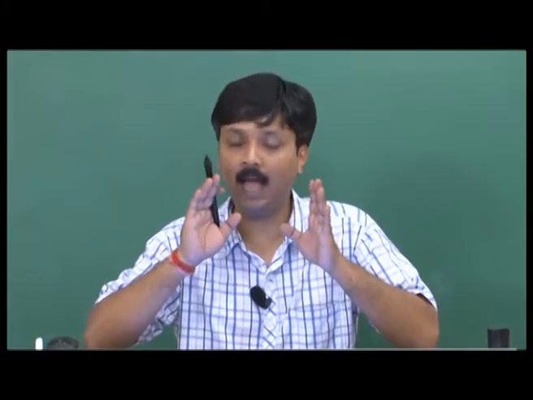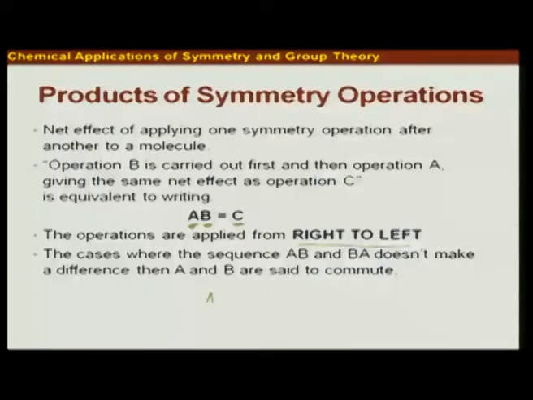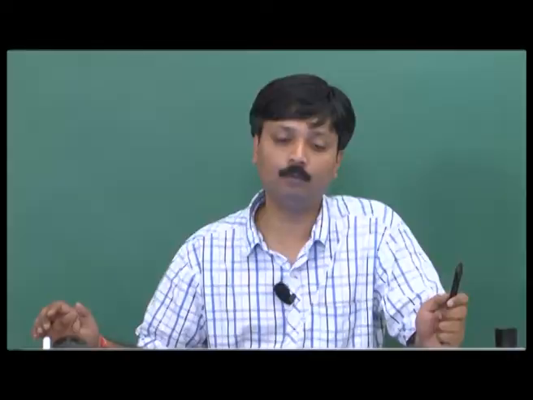So, when this special case happens, that is AB equals BA, the order does not matter. In that case, we say that A and B commute, and they have certain implications. And when all the symmetry operations commute with each other in a symmetry point group, we call that an abelian point group also.